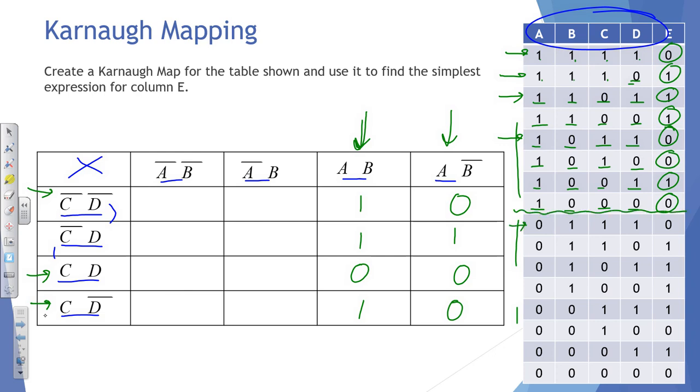Row 9, no A, but we do have B. So now we're in that column. No A, but we do have B, and we do have C, and we do have D. The outcome is 0. No A, but we do have B. We have C, but not D. Our outcome is 1. No A and B, no C and D. Our outcome is 1.